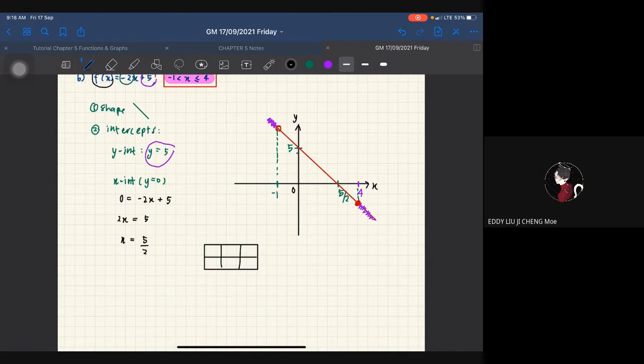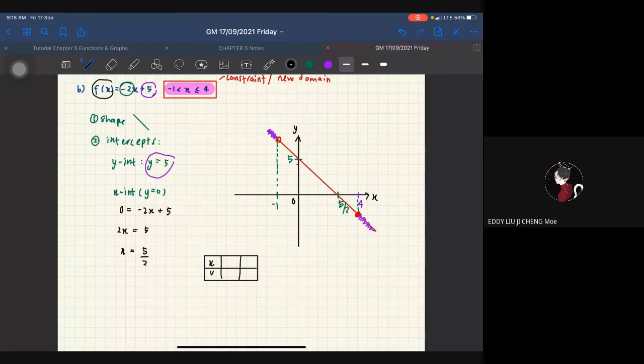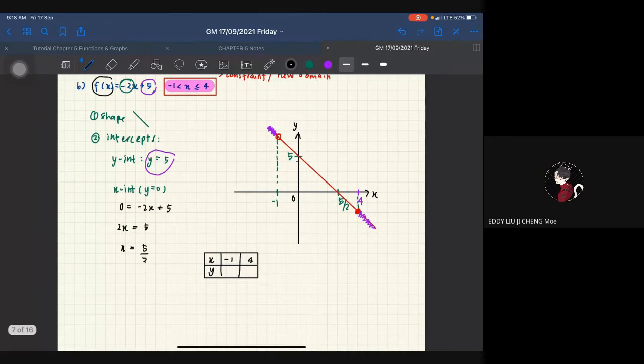Okay, macam ni. And then awak buat X, you put Y over here. So your X dia daripada -1 kan tadi. And then dia sampai 4. Okay, and then for you to find the value of Y, so you just substitute awak punya nilai X tu ke dalam this function. So masukkan nilai X awak ke dalam -2X plus 5.